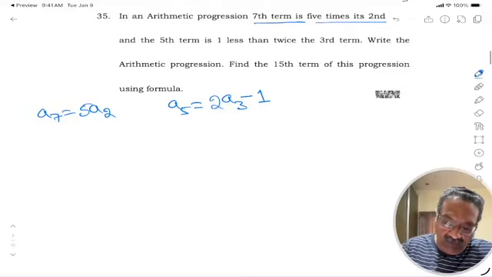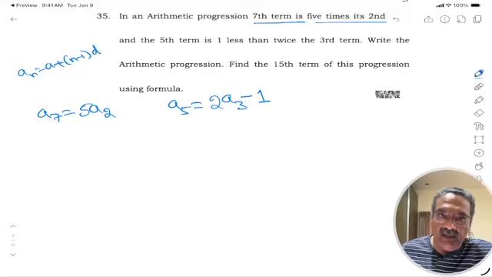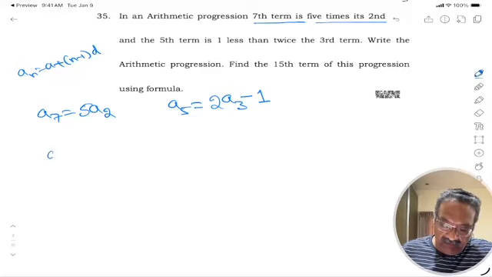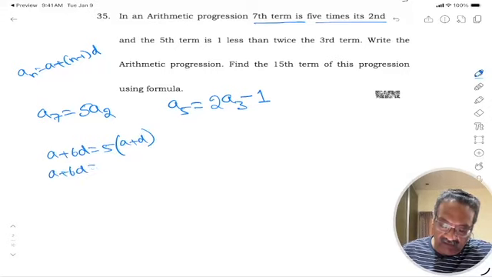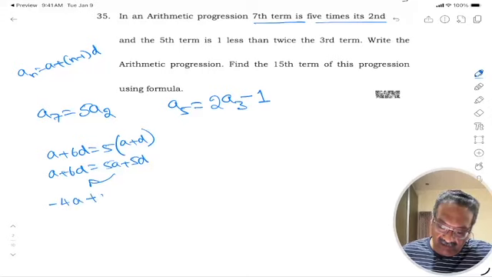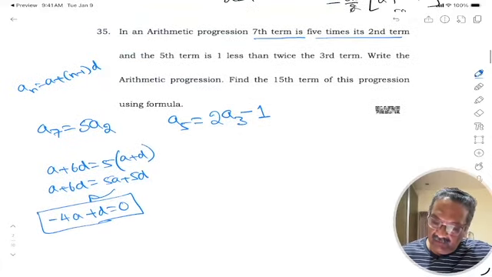Now what is an? We know an is equal to a plus n minus 1 d. Therefore a7 becomes a plus 6d is equal to 5 times a plus d, or a plus 6d is equal to 5a plus 5d. So bringing this to the other side, minus 4a plus d is equal to 0. This is one equation, and there is one more equation we have.